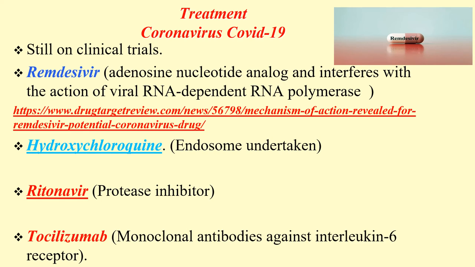If we look at the treatment of coronavirus COVID-19, until now there isn't any effective treatment against infection with coronavirus COVID-19. However, now there are many drugs still in clinical trials, and one of these drugs could be the future effective drug for the treatment of infection with coronavirus COVID-19. This drug is remdesivir. Remdesivir is an adenosine nucleotide analog. And this drug is found to interfere with the action of the viral RNA-dependent RNA polymerase.